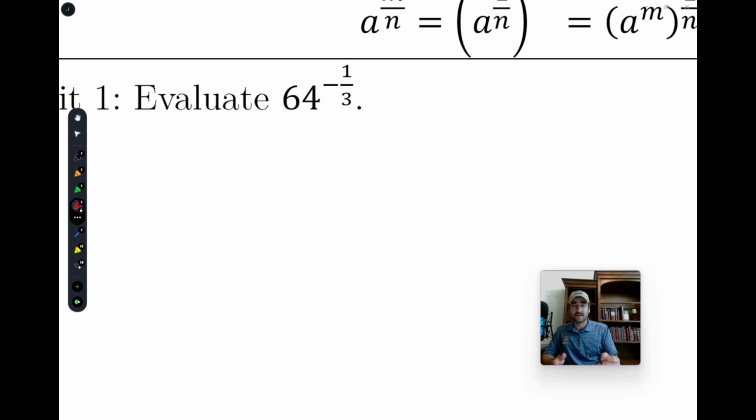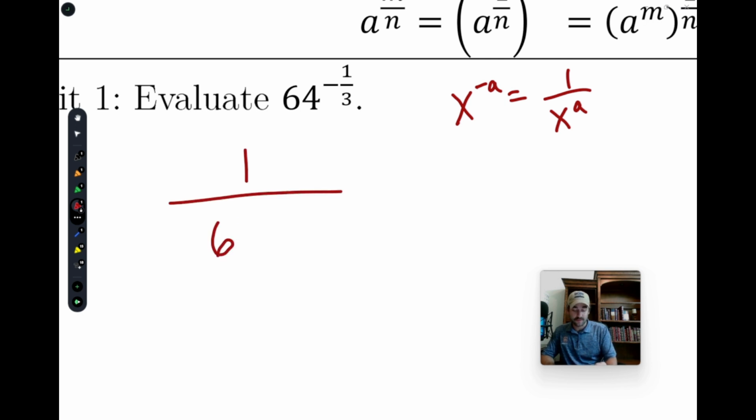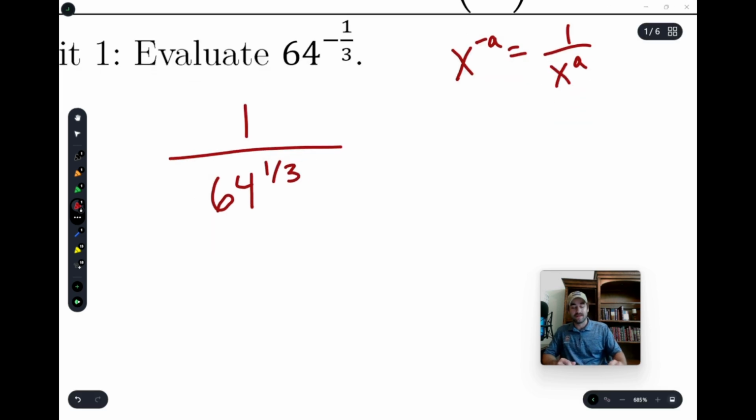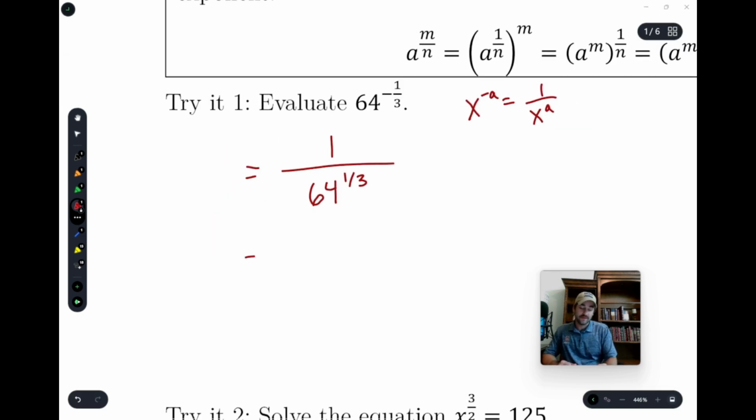So 64 to the negative 1/3, the first thing I'm going to apply is this property that says x to the negative a is equal to 1 over x to the a. All that negative does is say, I don't like being negative. I'm going to go to the other side. I'm going to go to the bottom. And so what that means is I can rewrite this whole expression as 1 over 64 to the 1/3, and the negative went away. It went and hid. That is an equivalent expression.